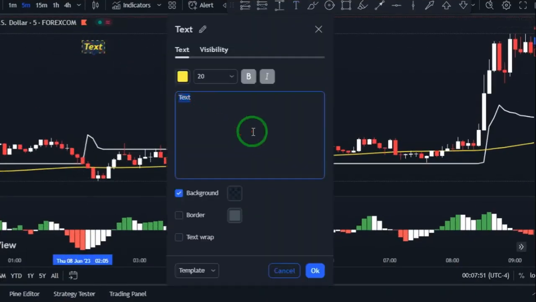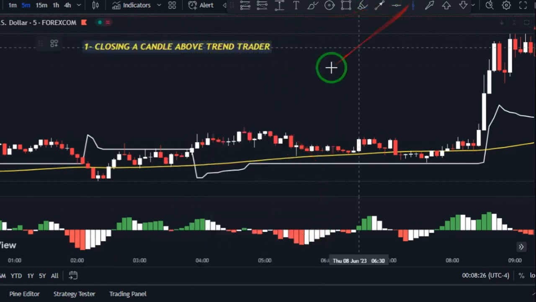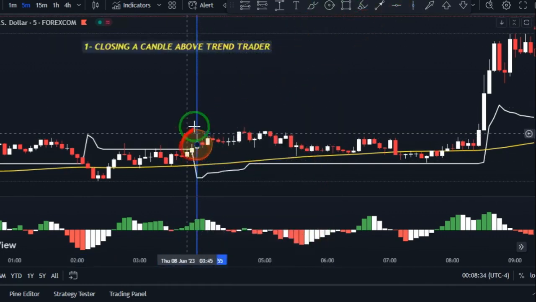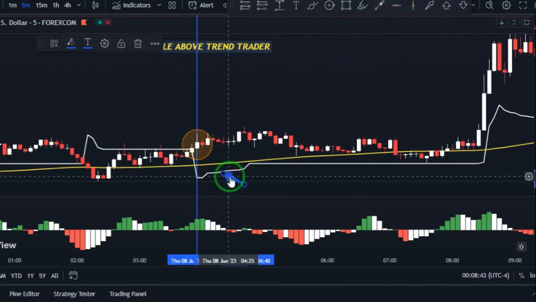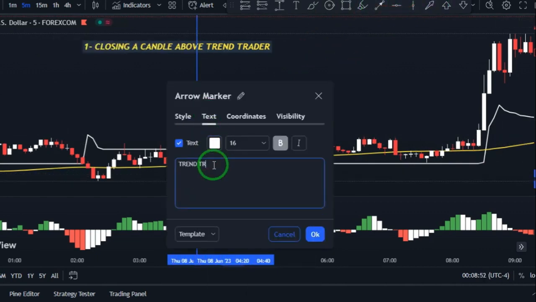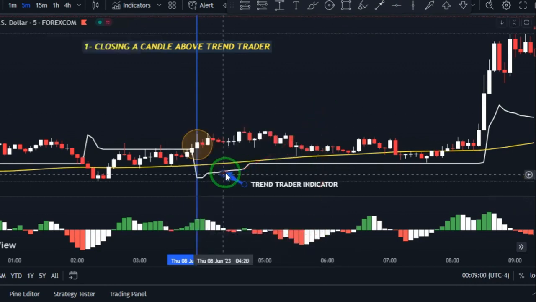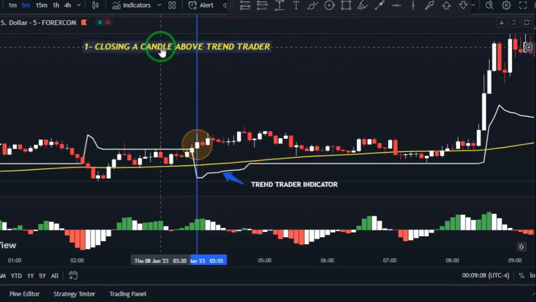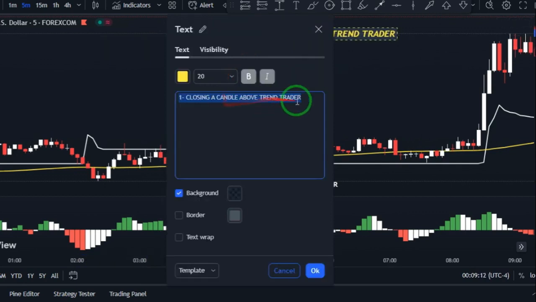And to enter a buy trade, a candle needs to close above the trend trader indicator, representing a breakout. Then the WTO indicator needs to confirm the buy signal by turning green. And just like the sell trade, note that if the histogram is white, stop trading.